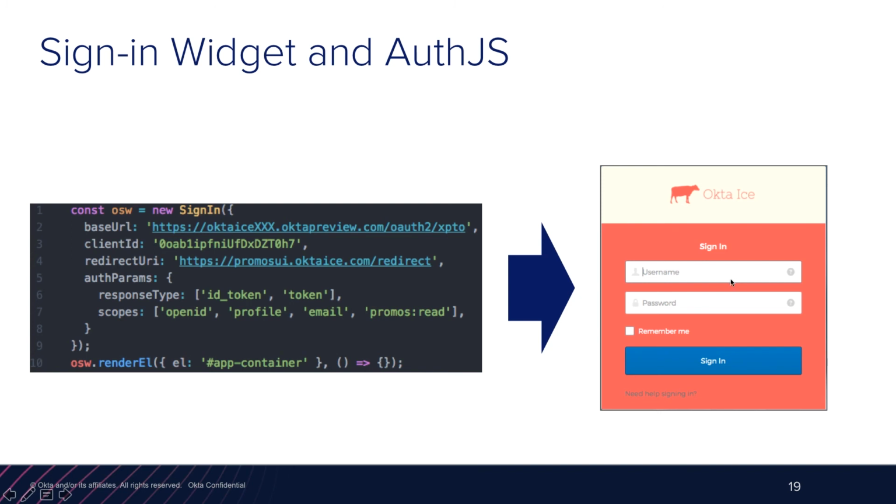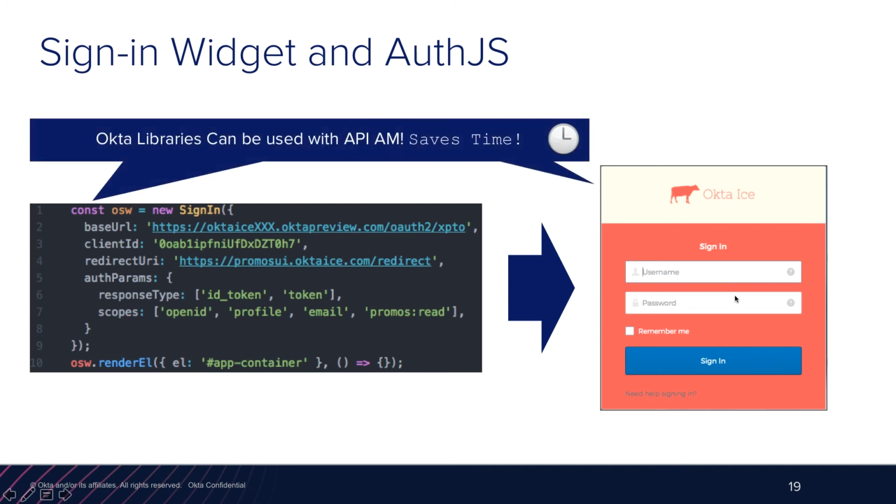Okta API AM works not only with Auth.js, but also, for example, with the sign-in widget from Okta. Because you are using libraries you're already familiar with just to tap into OAuth and OpenID Connect and to get your tokens, you don't need to spend time with other tasks, which saves you for sure a lot of time by the end of the day. So by just modifying some attributes, you already have the full result, a secure session.